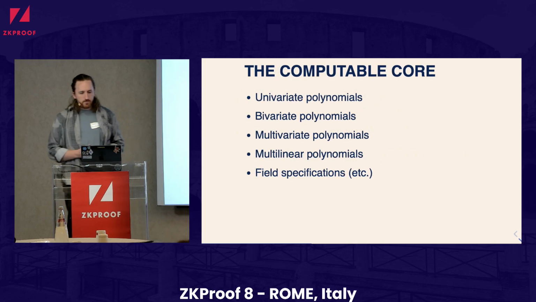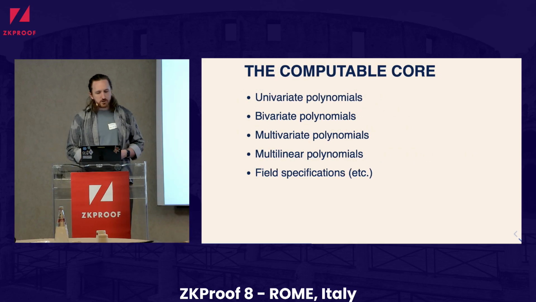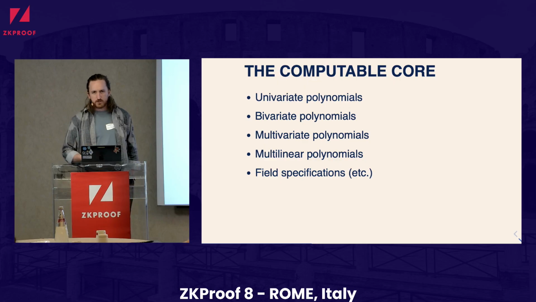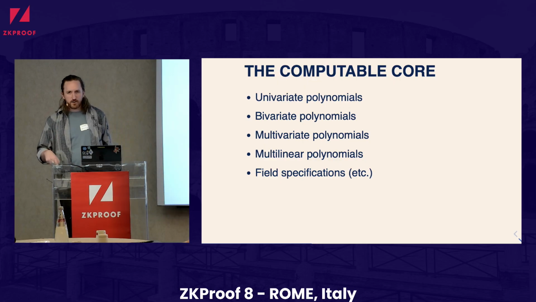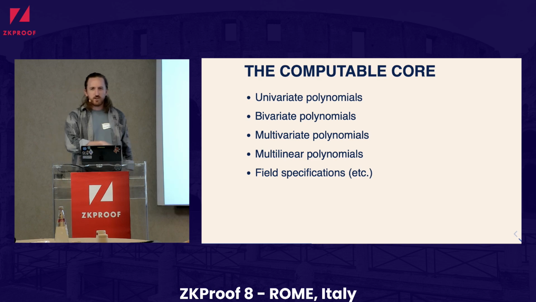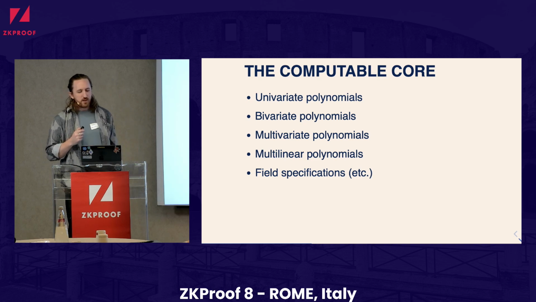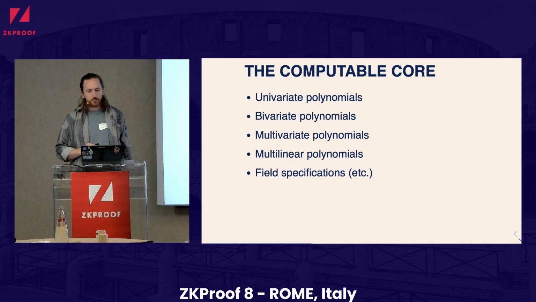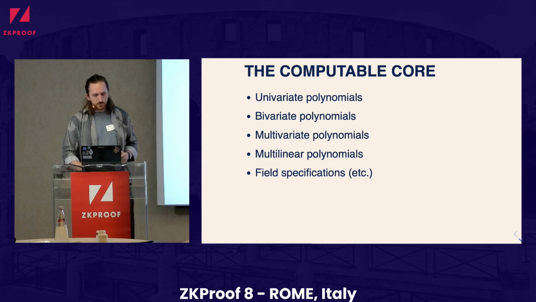Right, so the core definitions for polynomials: we have univariate, we have bivariate, we have multivariate, and multilinear. Of course, the univariate and the bivariate are special cases of the multivariate, et cetera. But we've actually chosen different data types for each of these for various reasons. But we do have the relevant isomorphism theorems.